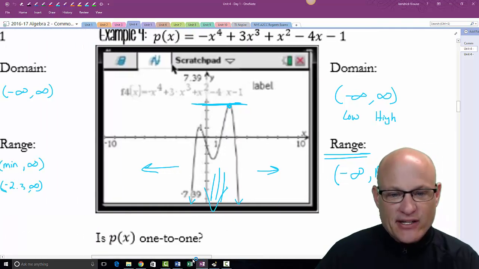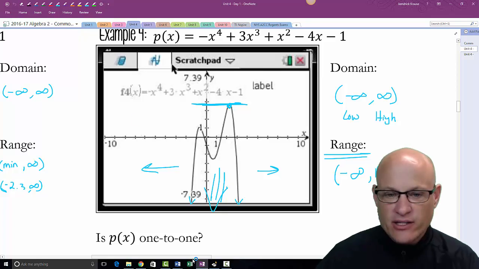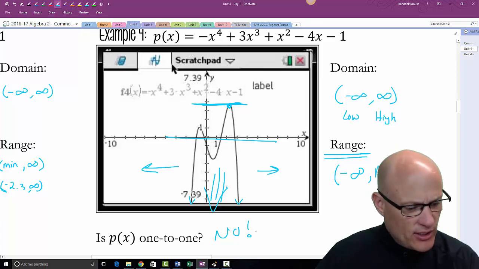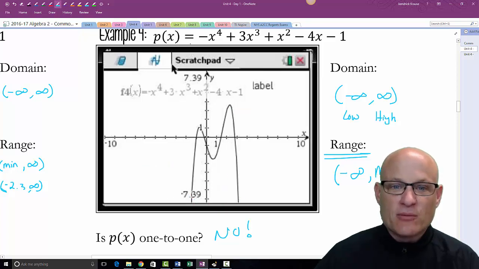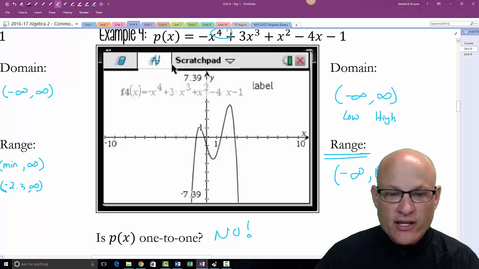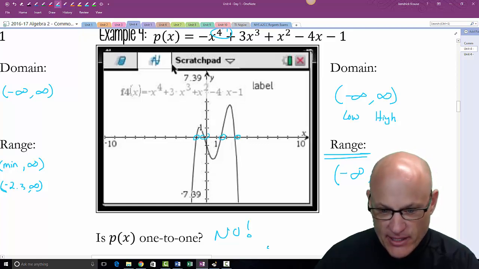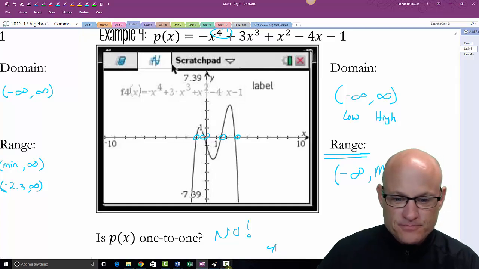Is it a function? Yes, it is a function. It passes the vertical line test. It is not a one-to-one function. It fails the horizontal line test, so no. And the next question says, how many real solutions does it have? Well, it can have a maximum of 4 solutions. And in this case, it does. 1, 2, 3, 4. So down here at the bottom, you'll write 4.